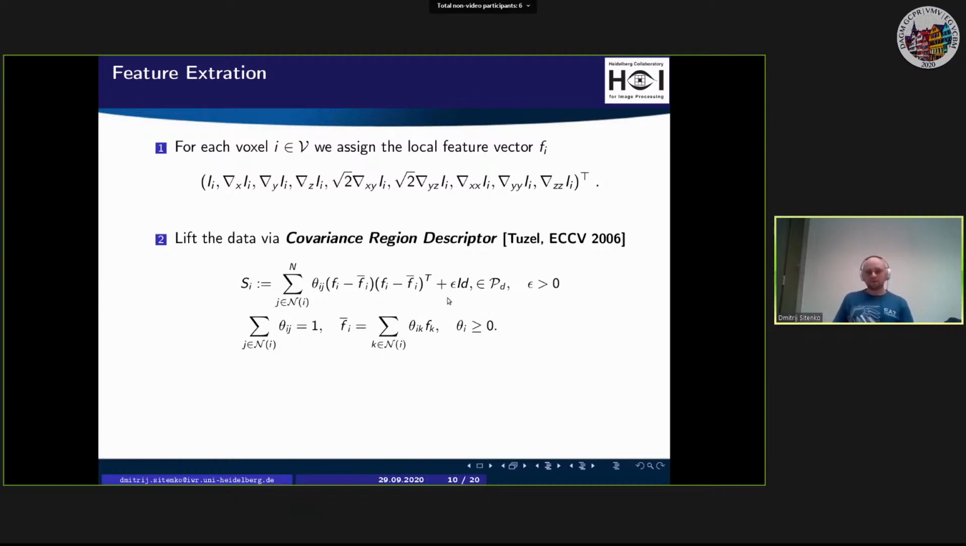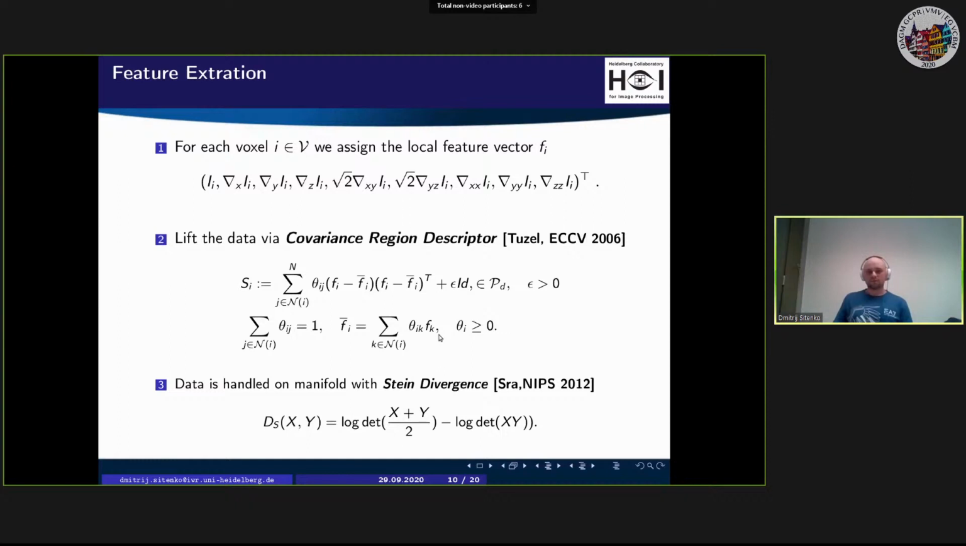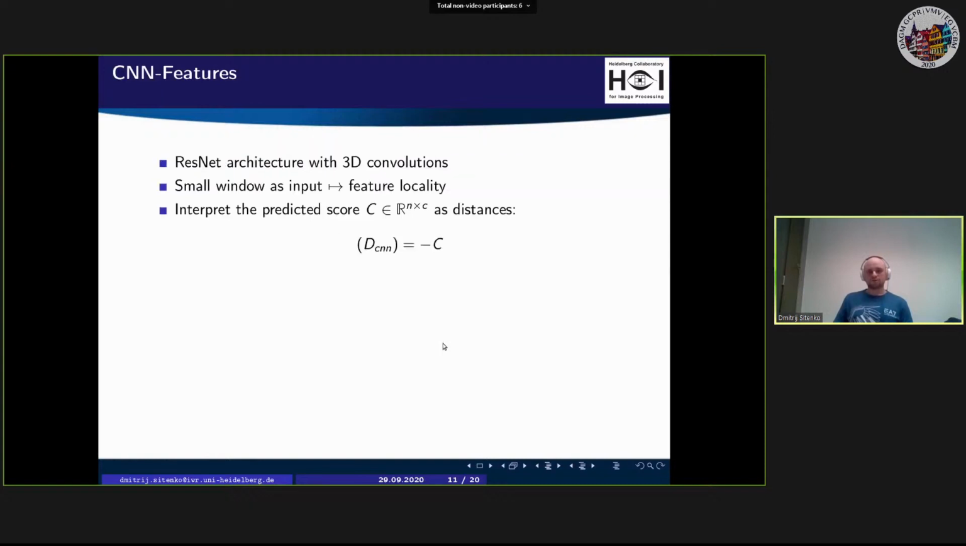And we minimize a k-means like functional to obtain representative clusters for each retinal tissue. The distance matrix is finally assembled by approximating the Riemannian distance by the Stein divergence for faster and more efficient computation. The second choice of features which we propose is given by convolutional neural net features, and we rely on the ResNet architecture, where we train this model by only using as input a small window centered around each voxel. So we have a small field of view to keep the locality, and we use the predicted score as a distance matrix by simply reversing the sign of the predicted score.